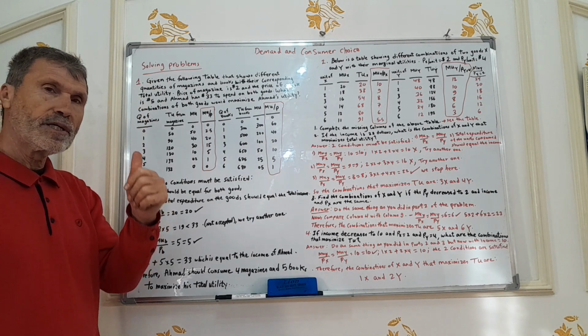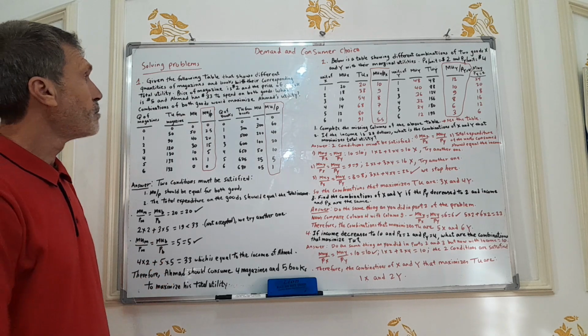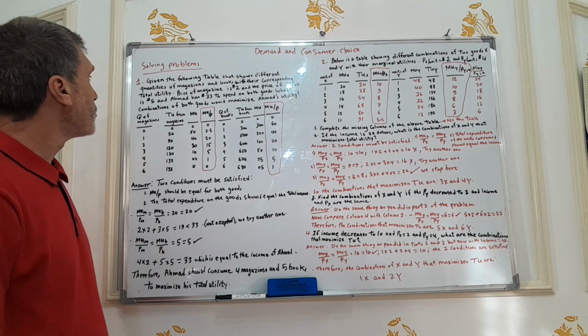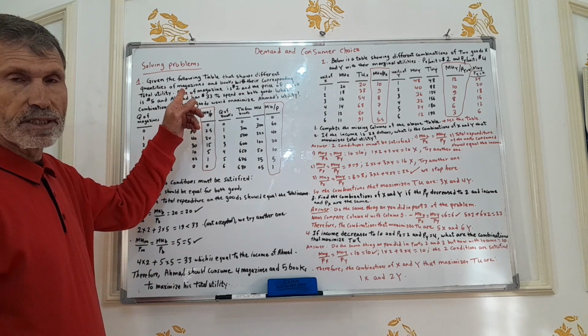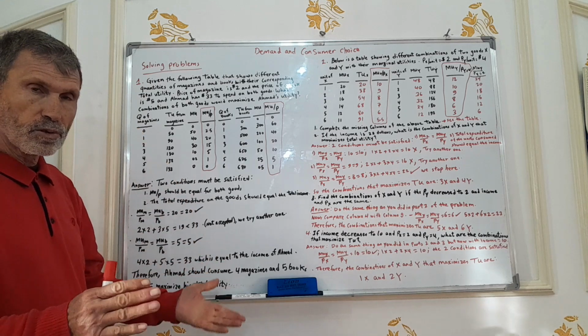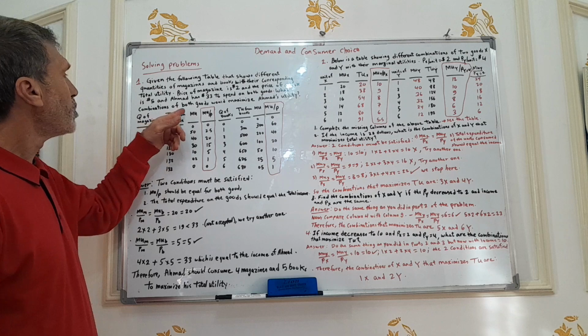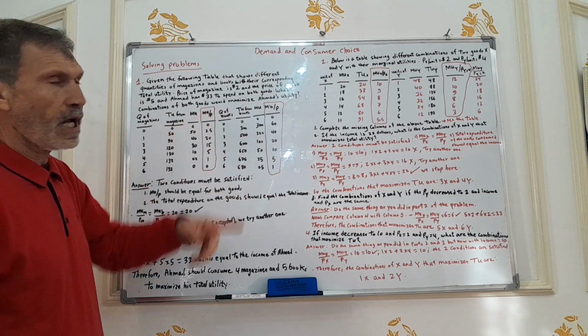So the price per magazine is $2 and the price per book is $5, and Ahmed, the consumer, has $33 to spend on both goods, magazines and books. What combination of both goods would maximize Ahmed's utility?